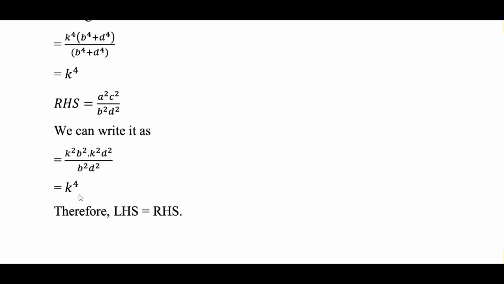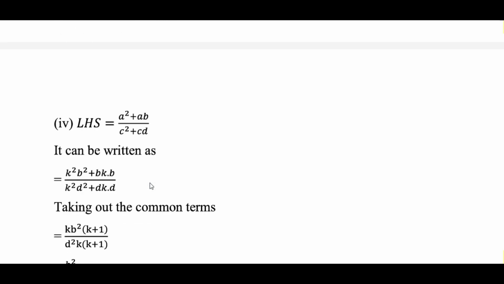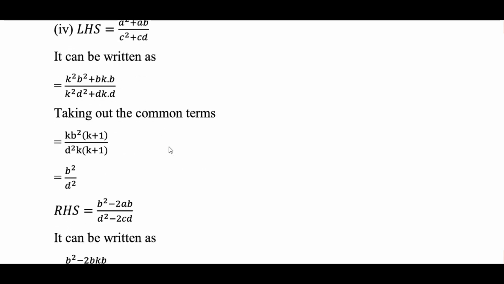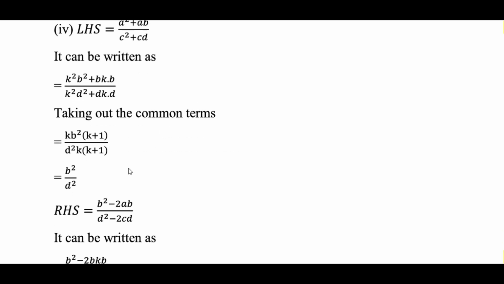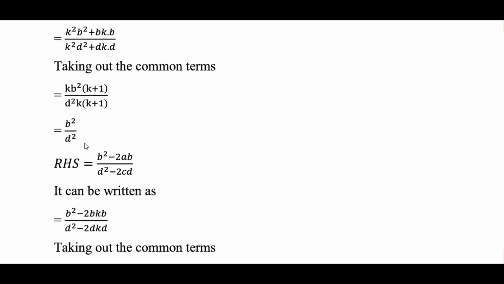So it is proved that left hand side is equal to the right hand side. Come to the next problem. In the left hand side, it is given a square plus ab divided by c square plus cd. So it is written as b square k square plus, put the values of a: a is equal to bk, into b. Again c square plus cd, so k square d square plus kd into d. Taking the common terms, you will get b square by d square.